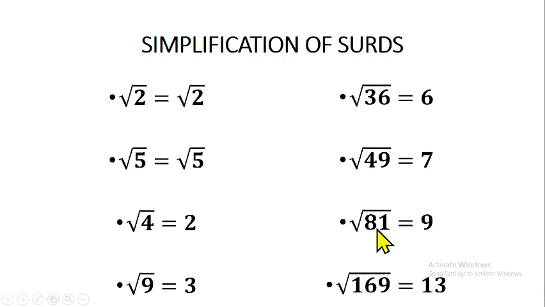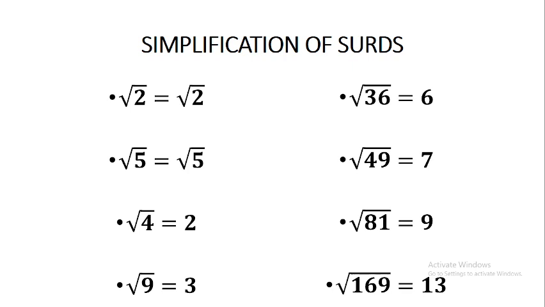169 is a perfect square. What is square root of 169? That is 13. 144 is a perfect square. If I ask you what is the square root of 144, that is 12. Do you understand that? 225 is a perfect square. What is square root of 225? That is 15, and so on.